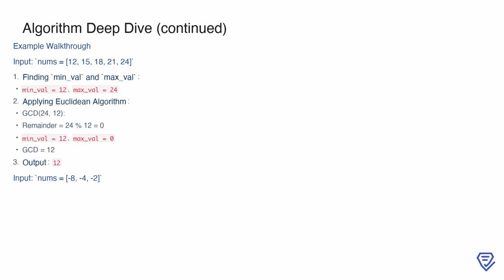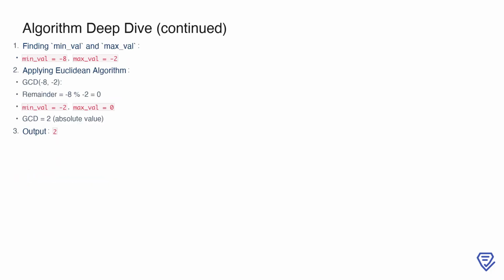We compute the remainder of 24 divided by 12, which is 0. At this point, we update min_val to 12 and max_val to 0. Since max_val is now 0, the GCD is the current value of min_val, which is 12. Thus, the output of the algorithm is 12. This example demonstrates how the algorithm efficiently reduces the problem and computes the GCD step by step.